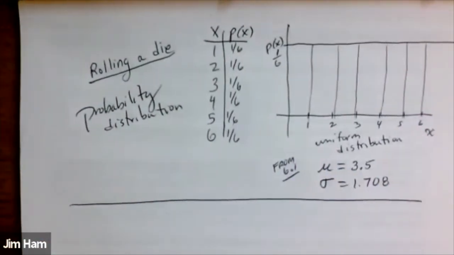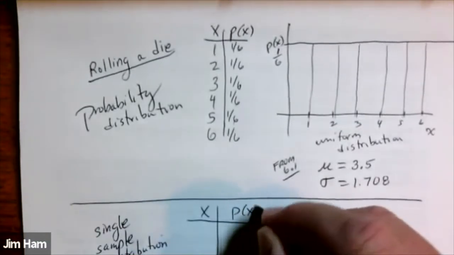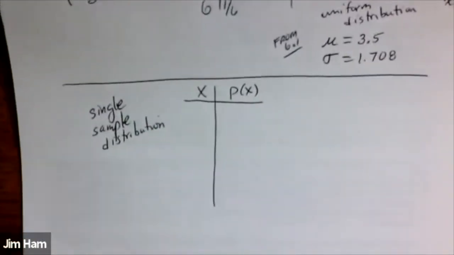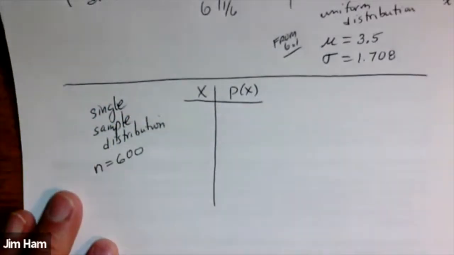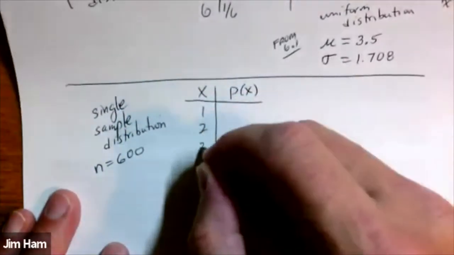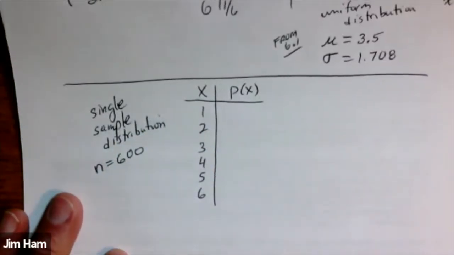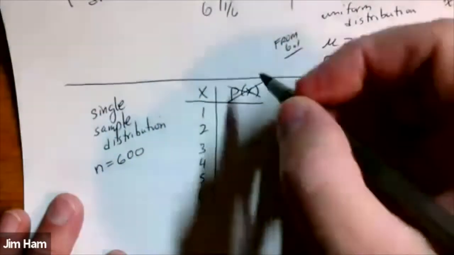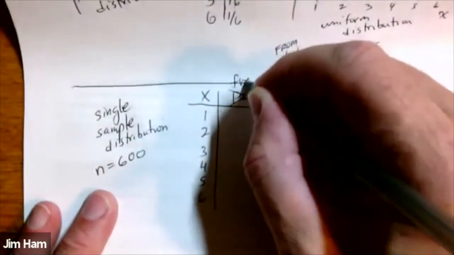All right, now the second one is a single sample distribution. Now a sample requires a number of trials. So let's just say that we're going to roll this die 600 times. And I'm just going to make these numbers up because this is a single sample. If 10 different people roll the die 600 times and record the number of outcomes, this time I'm not going to write the probability. I could probably do that later, but I'm going to start with writing the frequency.